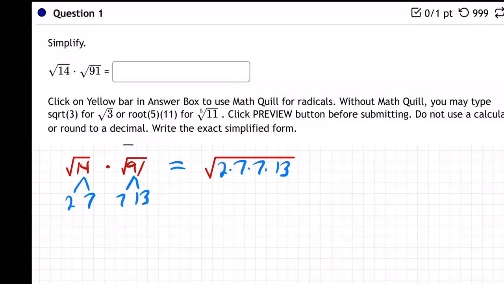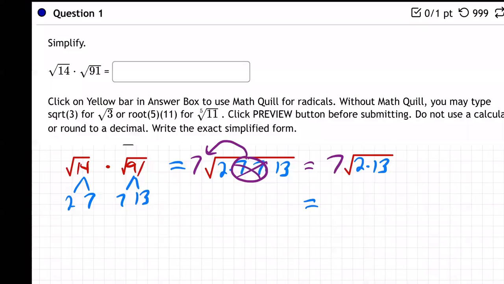And then you know what we do with square roots, right? It's a 2-for-1 deal. So I'll take these 2 7s inside. They'll send 1 7 outside, and they're gone. Again, square roots are a 2-for-1 deal. So what does that leave us? That leaves us 7. And then we have square root of 2 times 13. And then final step, you could just re-multiply that 2 times 13 on the inside to be 26, and we're done.